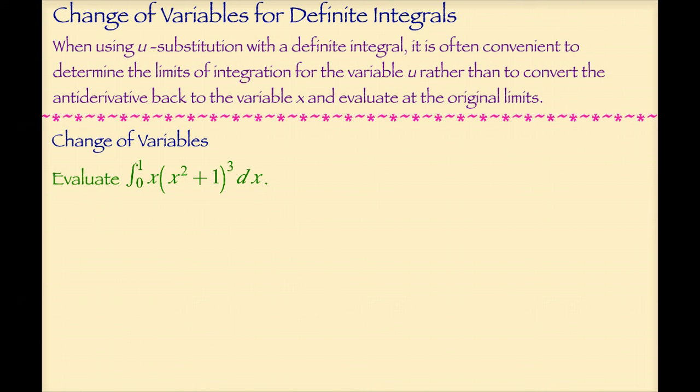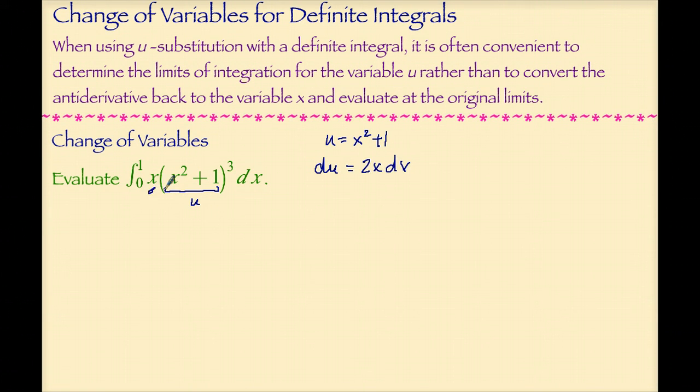When using u substitution with a definite integral, it is often convenient to determine the limits of integration for the variable u, rather than to convert the antiderivative back to the variable x and evaluate at the original limits. Let's see how this works. In this integrand, here's the inner function, so we're going to let that be u. So if u is x squared plus 1, then du is going to be 2x dx.